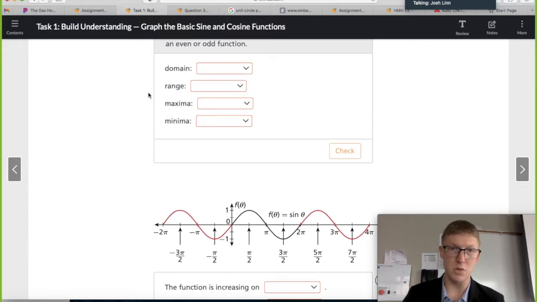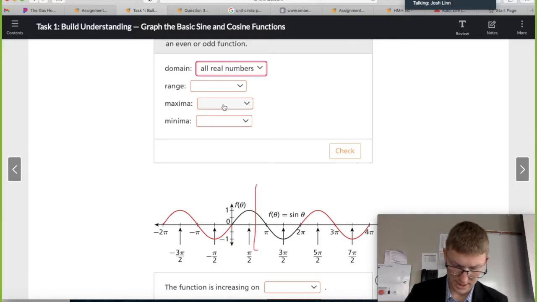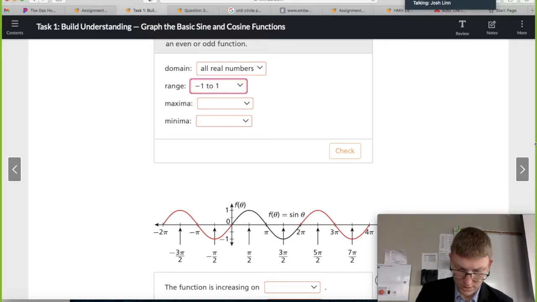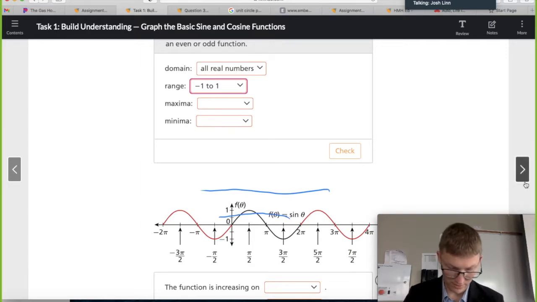So let's see here, our domain, again, all real numbers. This is our vertical line test. We can put a vertical line anywhere we want, and it will work. Our range is again going to be -1 to 1. Think of our horizontal line test. Where's that going to work? Where is that not going to work?